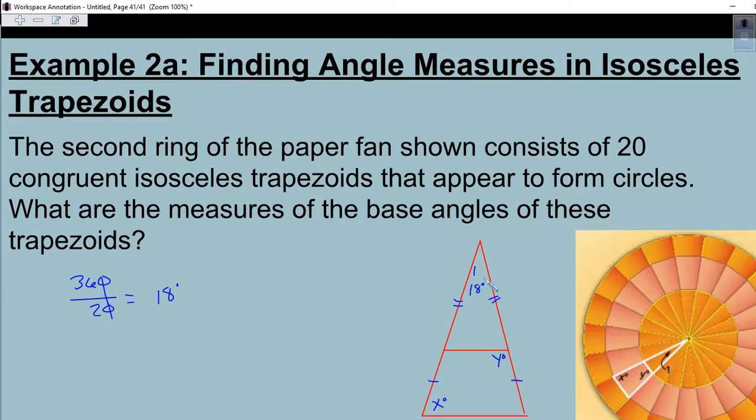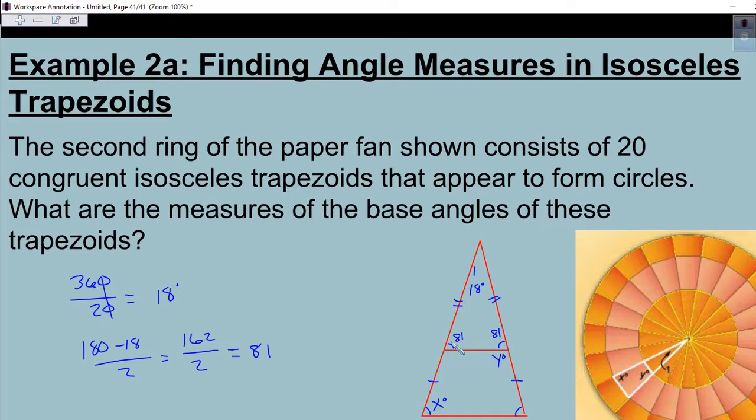Once we know 18, then we can work it like it's an isosceles triangle. We know these base angles are the same, but we also know that these are going to be the same as those because they share a common vertex angle. So we take 180 minus 18, and then divide by 2, because we have to split it between the two base angles. That is 162 divided by 2, which gives us 81. So this will be 81, and this will be 81.